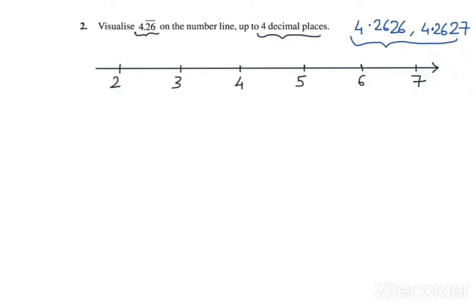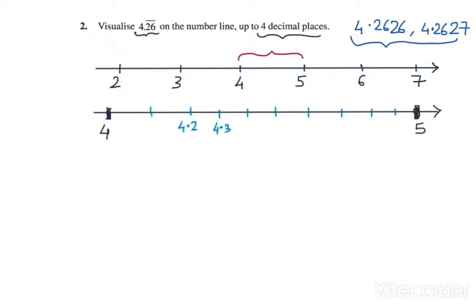So first we take the integer line and we take the interval between 4 and 5, and we magnify it and divide it into 10 equal parts. So I have magnified the interval between 4 to 5, and we can see the markers for 4.1, 4.2, 4.3 and so on, up to 4.9. Now because 4.26 bar lies between 4.2 and 4.3, let's magnify this interval from 4.2 to 4.3.